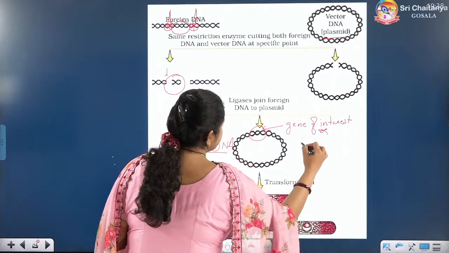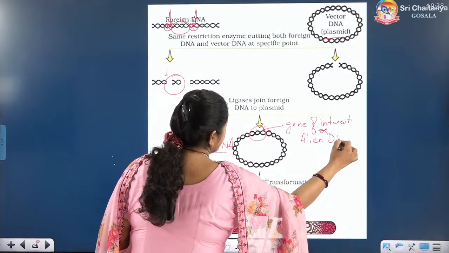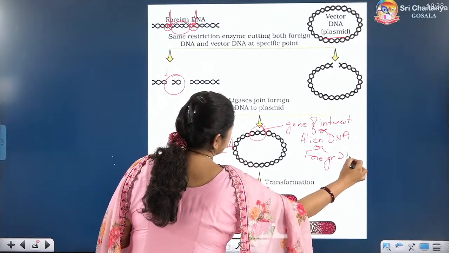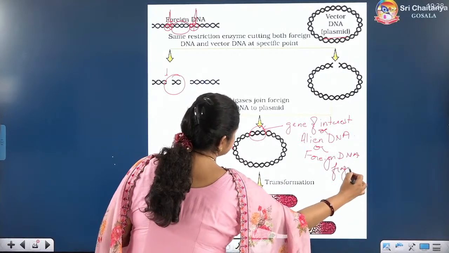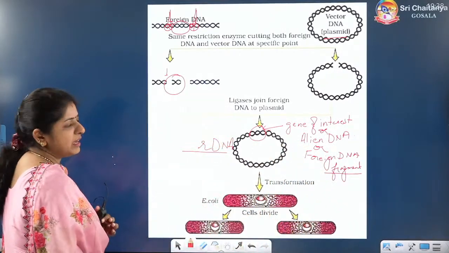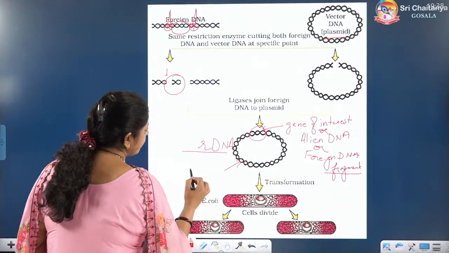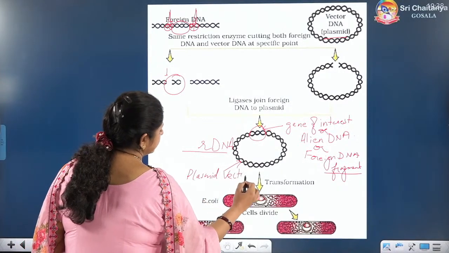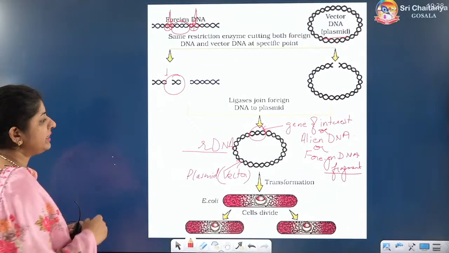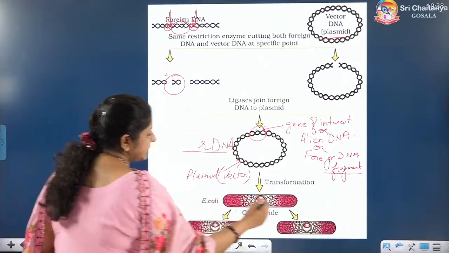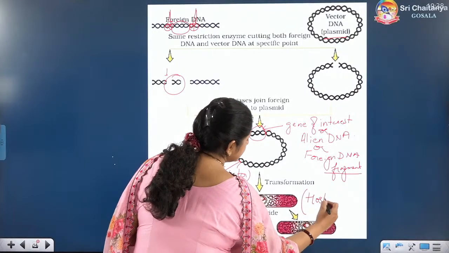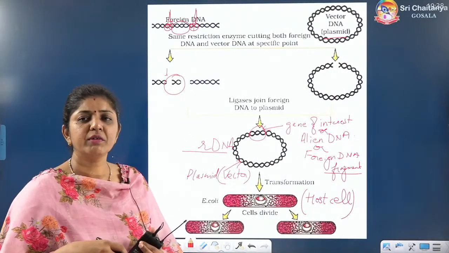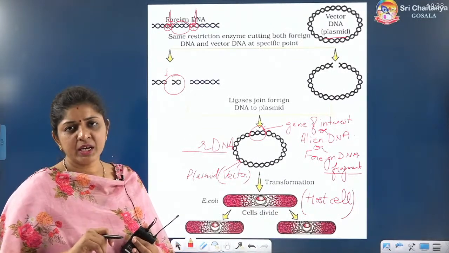right, which you call alien DNA, or foreign DNA. Now we are using a fragment of that, so simply we can call it a DNA fragment. And what is this DNA? This is the DNA from the plasmid of bacteria, or you can say the vector. Fine. And then you are keeping that into the cell. Which cell? Host cell. This host cell can be any other bacteria which is not carrying the desirable gene of interest, right? It can be a plant cell, it can be an animal cell.